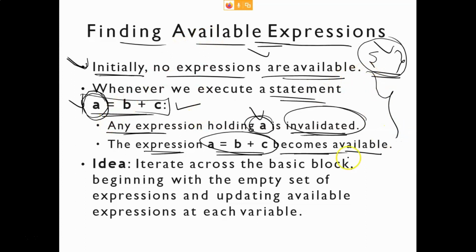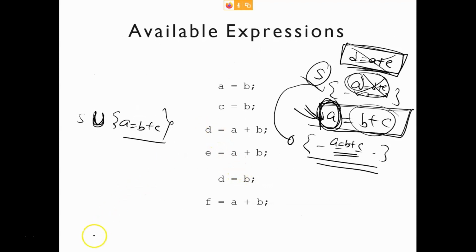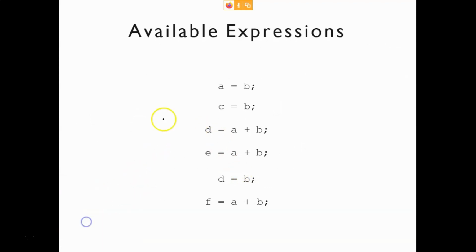These 2 points we will use, and we will do the available expression analysis. So let's do the available expression analysis on this code. You have this code. Initially, no available expression. You can see there is no available expression initially.